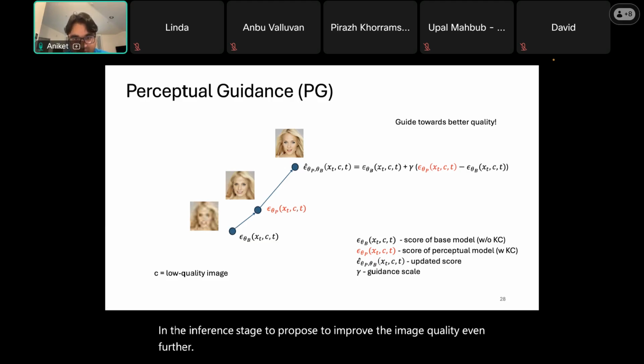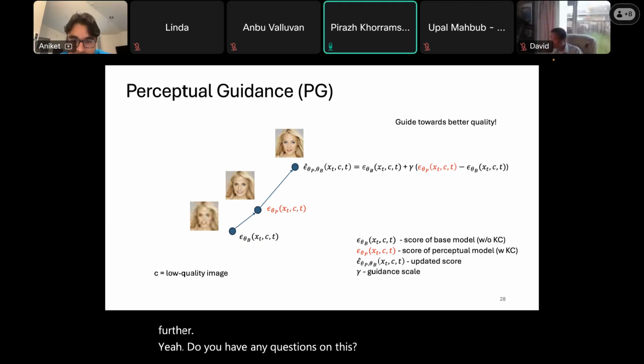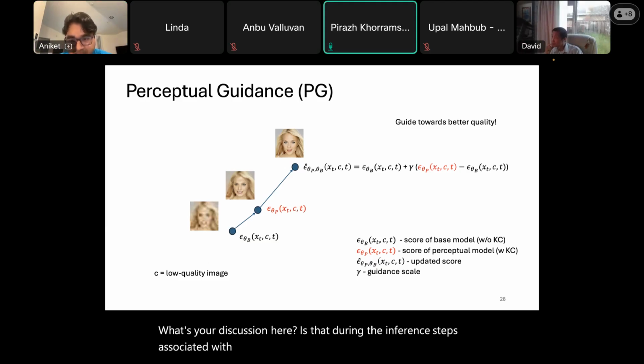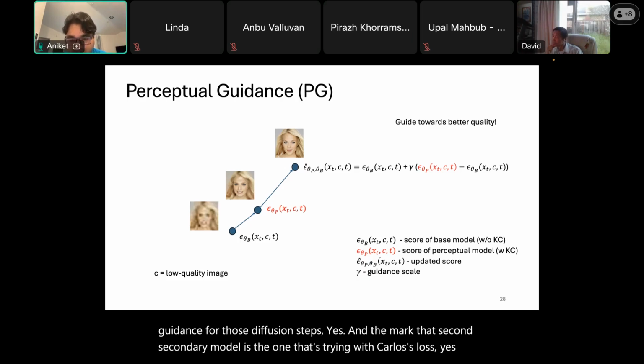Do you have any questions on this? Actually, I do. What you're discussing here is that during the inference steps of the diffusion model, as you're going through those iterations, you're trying to have another model provide some guidance for those diffusion steps. Yes. And that secondary model is the one that's trained with kurtosis loss. Yes. Oh, okay.